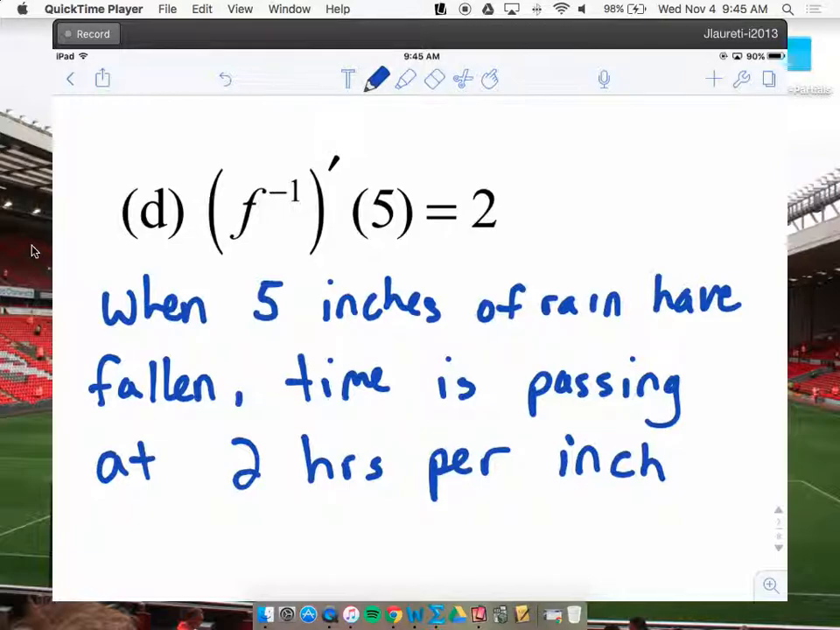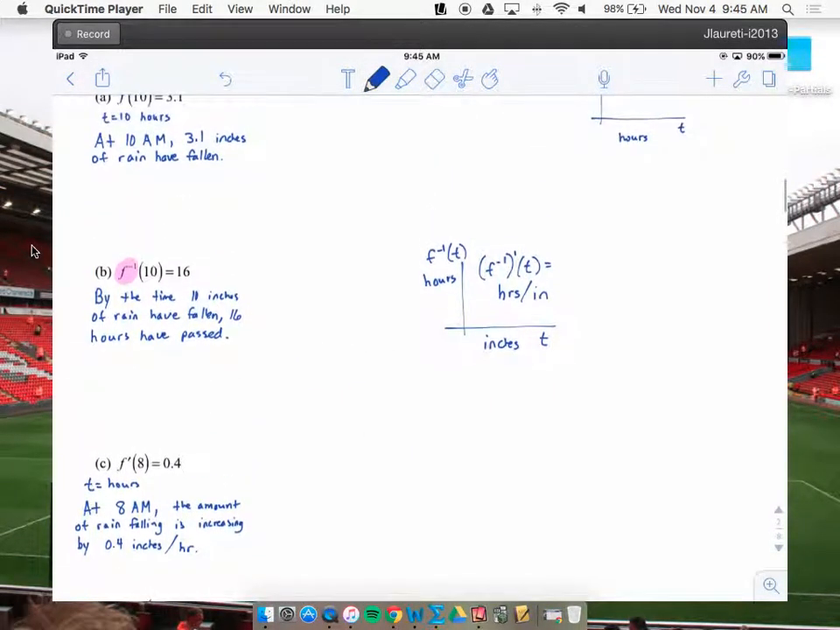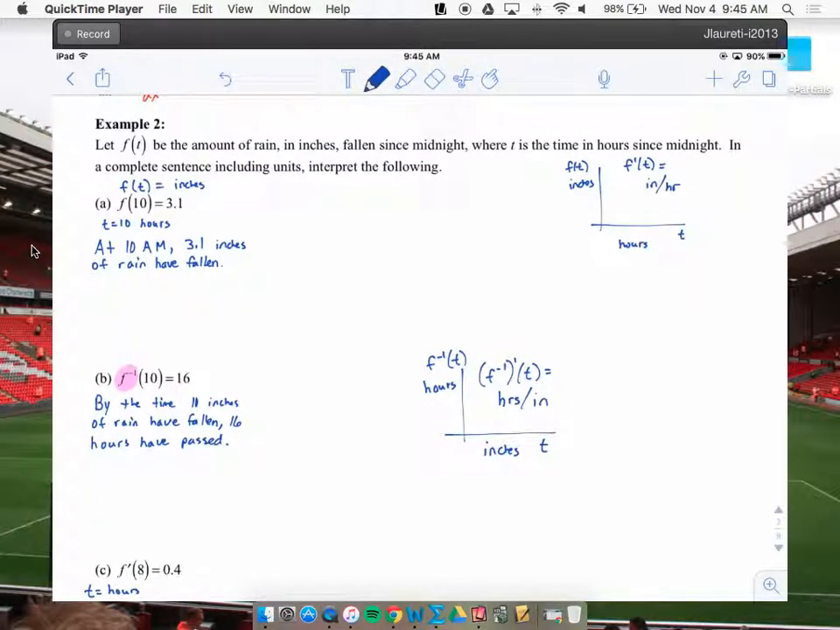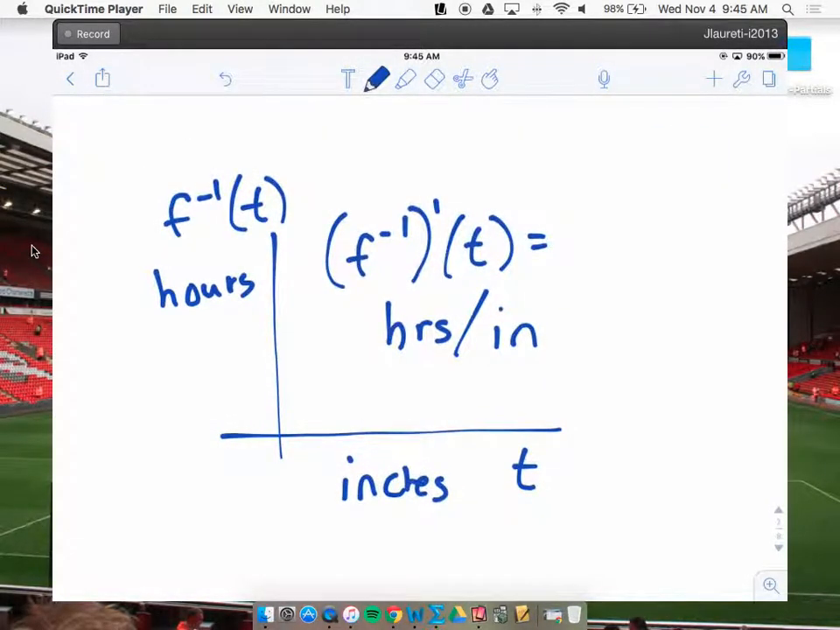Right, so at this one particular moment, when there's 5 inches of rain, they're saying that you're getting a rainfall of 1 inch for every 2 hours passing. At that one particular moment when 5 inches have fallen. So again, get into the habit of drawing these axes. It's a lot easier, in my mind, to get a visual of what's going on.